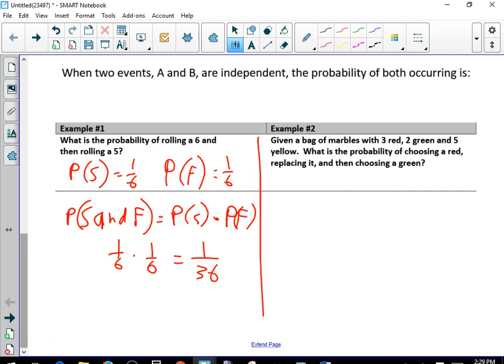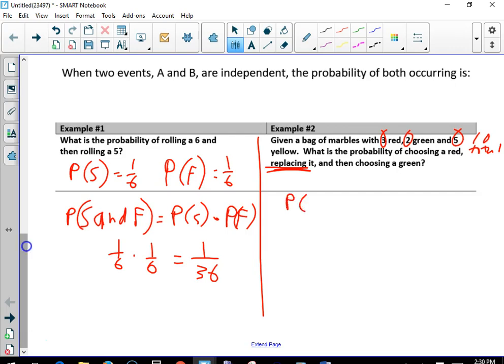Remember, hit pause if you need to. Given a bag of marbles with 3 red, 2 green, and 5 yellow. That's 10 marbles total. Always want to know the total. What's the probability of choosing a red? Replacing it, very important here. So there's 10 again, and then choosing a green.